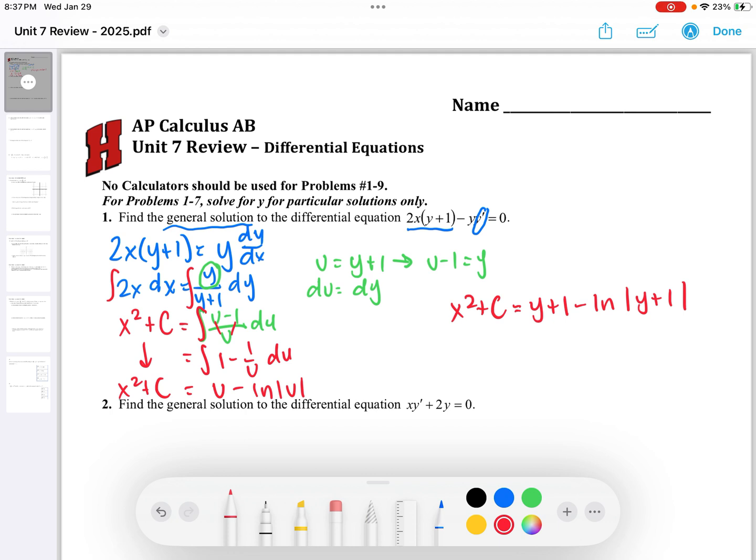And this is pretty much going to be our answer here. There's nothing else we can really do. Normally we try and solve for y, but with both of the y's in there, we're not going to be able to solve that. So this is going to be our general solution here.